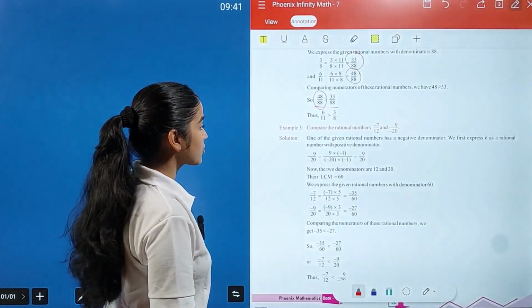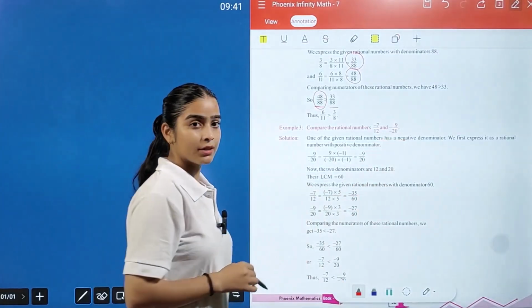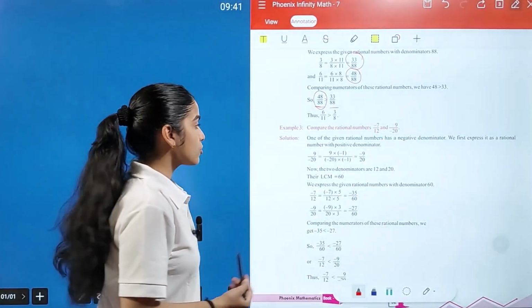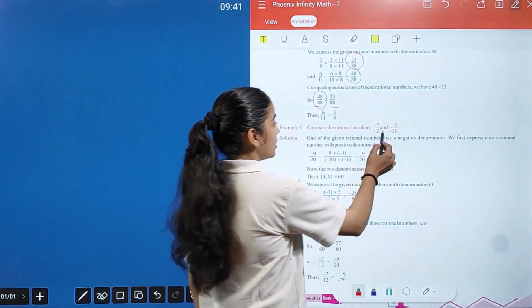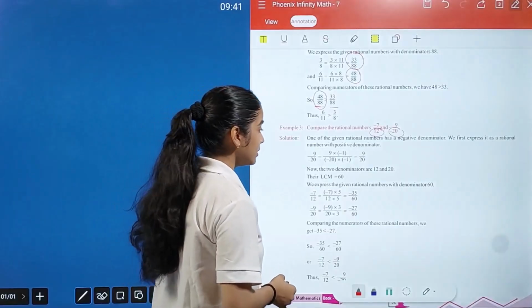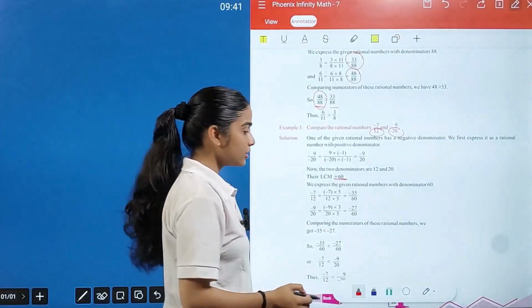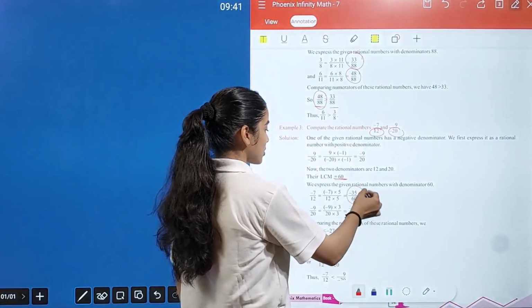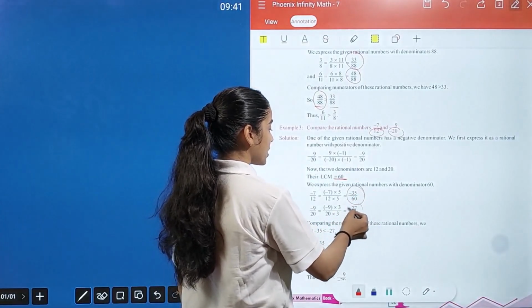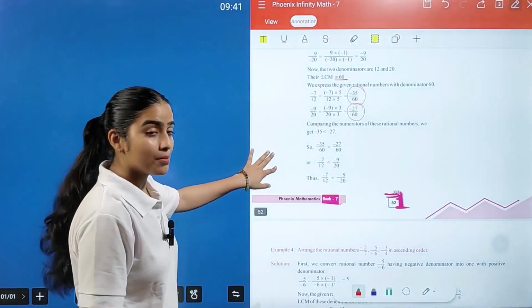Now compare the rational numbers minus 7 by 12 and 9 by minus 20. Both are negative, so we cannot say which one is greater. We have to change their denominator. By taking LCM, we understand that the LCM is 60. So we have to convert our denominator to 60. So we have two new rational numbers, minus 35 upon 60 and minus 27 upon 60. Now you simply compare.